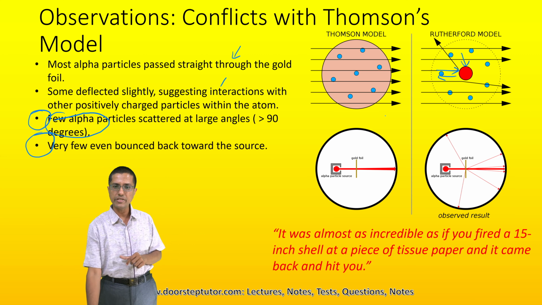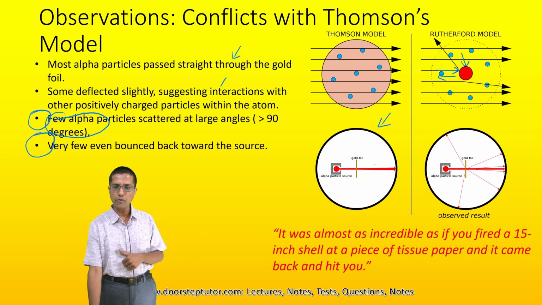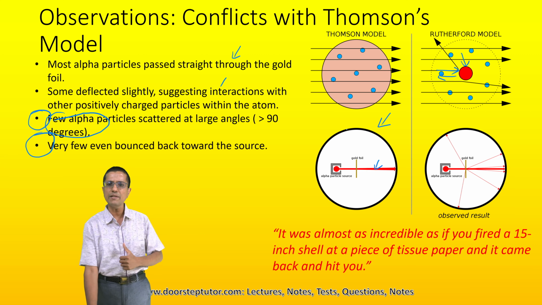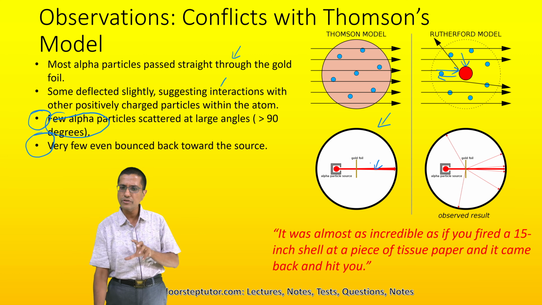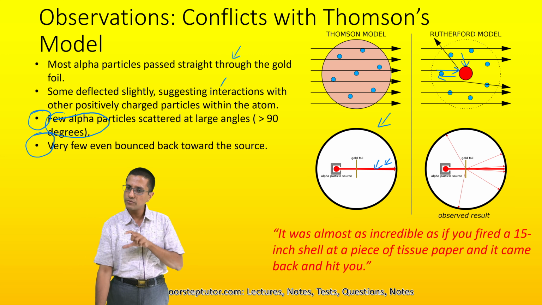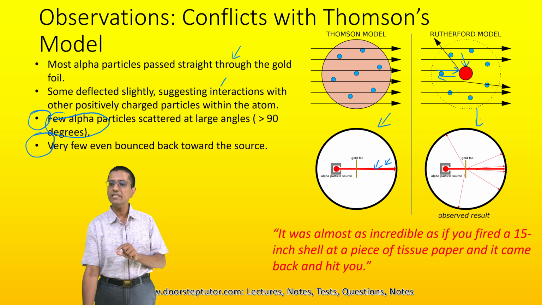This is Thomson's model, and if Thomson's model was correct, then we would observe the alpha particles going through the gold foil diverge slightly. They would diverge slightly because once in a while they would be deflected by one of the electrons. This is what we would have observed in that case. But Rutherford's model actually explains what we saw. So this is not what we observed.